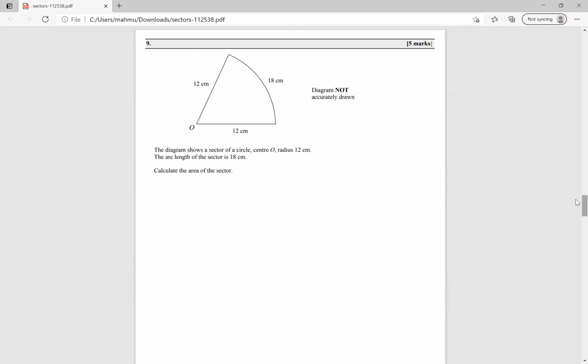So the length, calculate the area of the sector. So how will you calculate the area now? I don't do the same thing. I don't do angle over 360. You have to do angle over 360, but you have to find the angle as well. So how will you find the angle now?